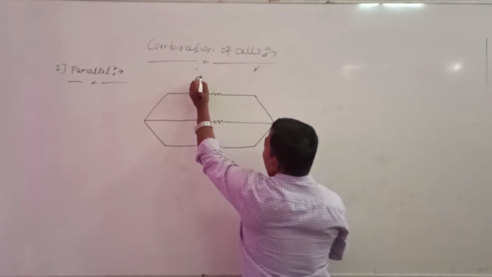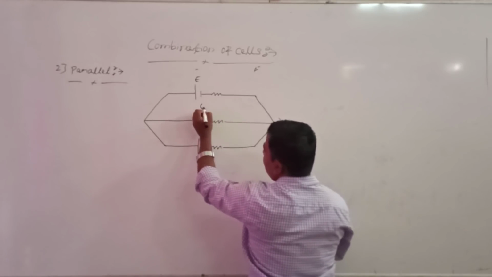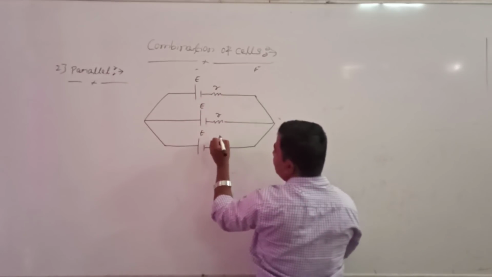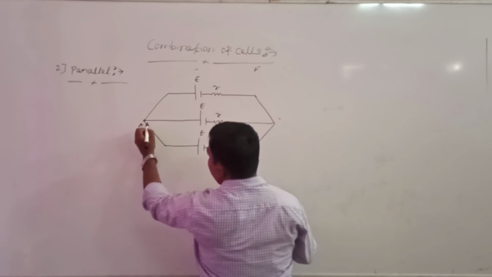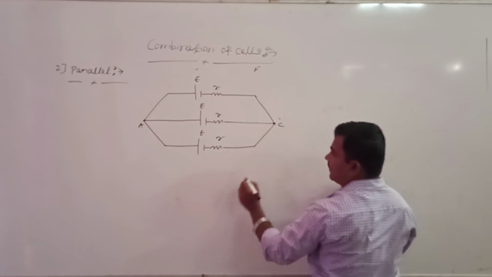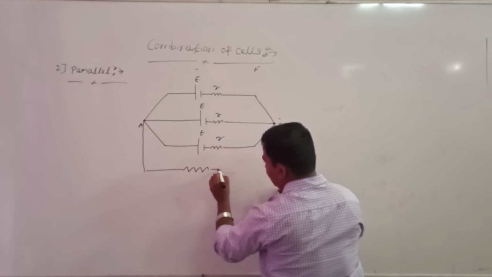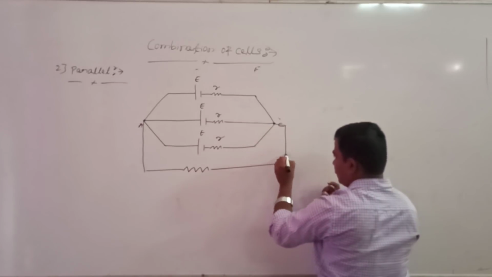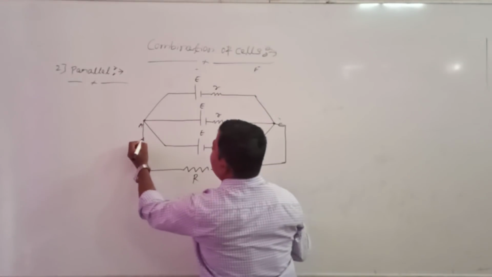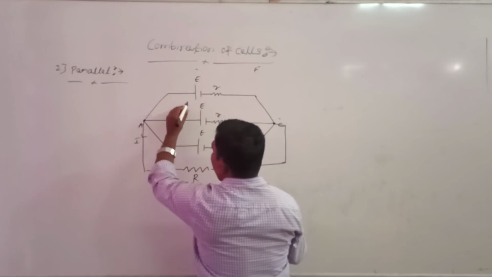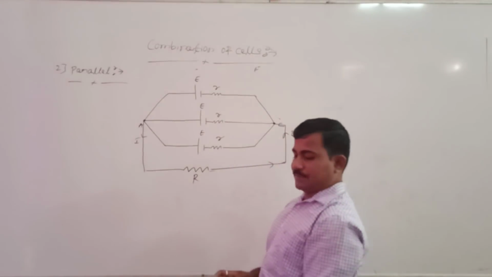The cells have equal EMF E and equal internal resistance r. And this common point, let us take it as point A, is connected to the external resistor. This is the external resistor, and this is the R value. This is the direction of current, from the positive terminal of the cell to the negative terminal. This is the direction of current in each case.